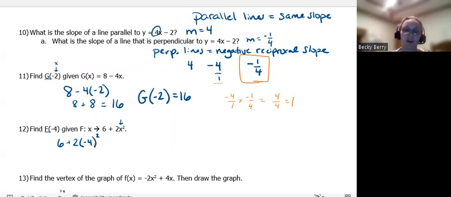Negative 4 squared will be a positive 16. 2 times 16 is 32. So 6 plus 32 is 38. Again, I would probably write it as f of negative 4 equals 38.